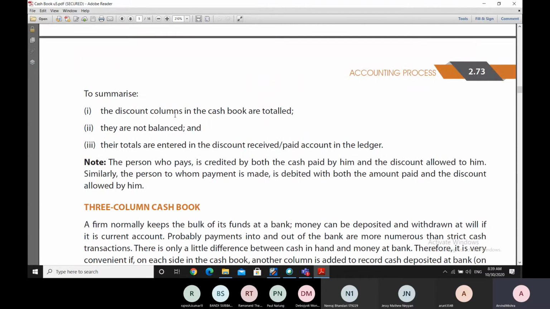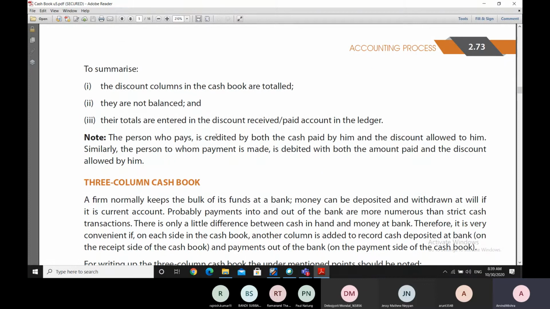So if you have to summarize the double column cash book, we say that the discount columns in the cash book will be totaled here. The discount column will not be balanced, and the total of the discount columns, whether received or paid, will be entered through the discount account in the ledger. These are the three important points relating to the double column cash book, where a discount column is added along with the cash book.